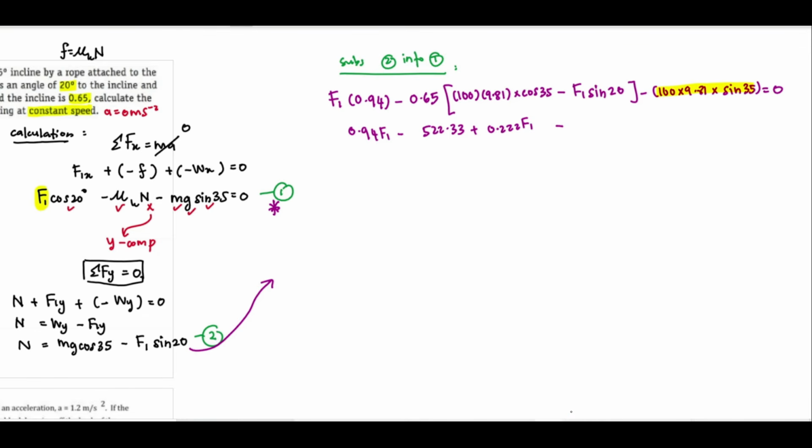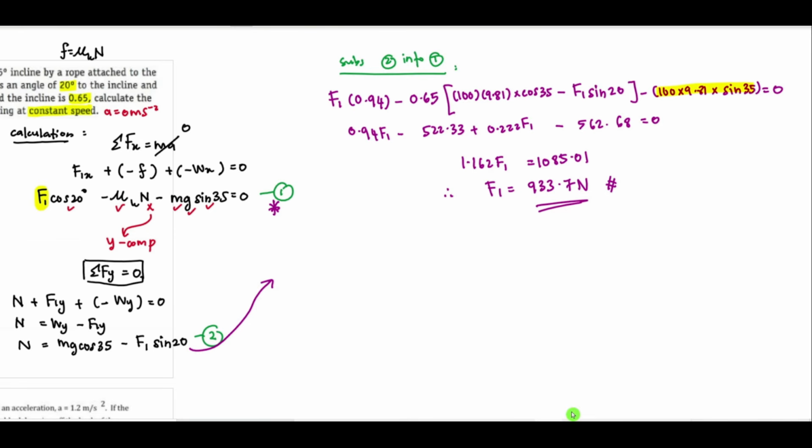So dia akan dapat 562.68 equal to 0. Awak cuba kira, practice nak kira. So 1.162 F1, kumpulkan F1 satu tempat, so equal to 1085.01. Therefore F1 is equal to 933.7 Newton. Okay, so kita akan dapat jawapan. Jadi inilah jawapannya untuk F1.